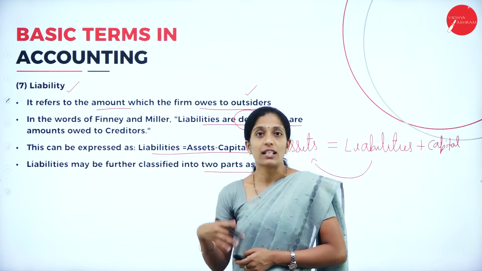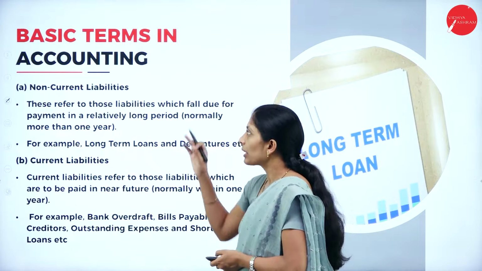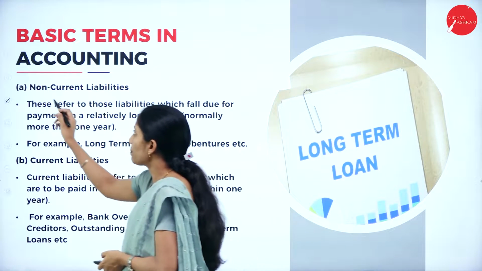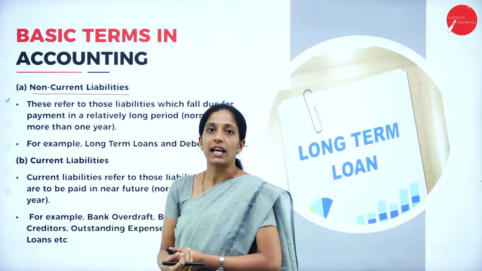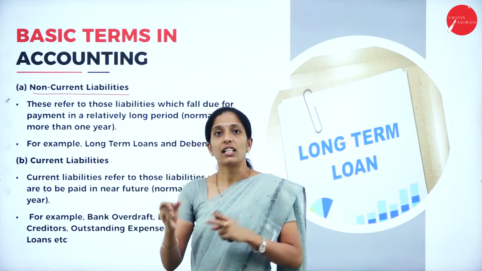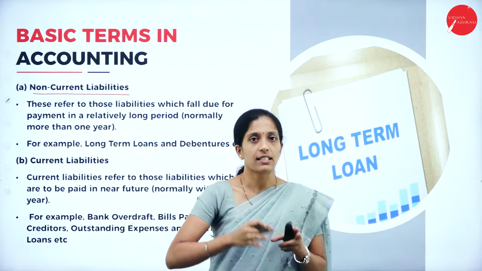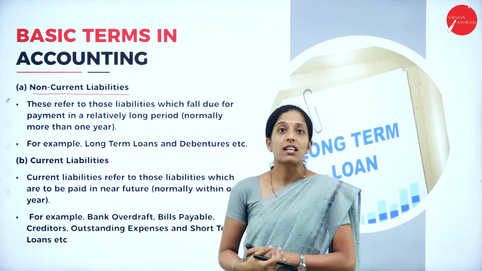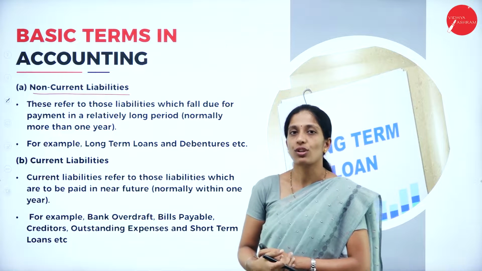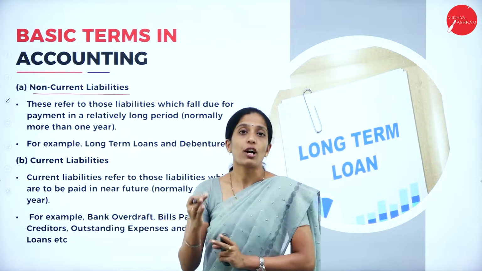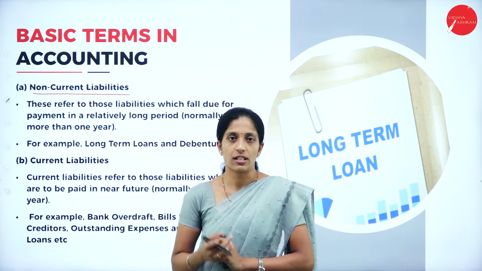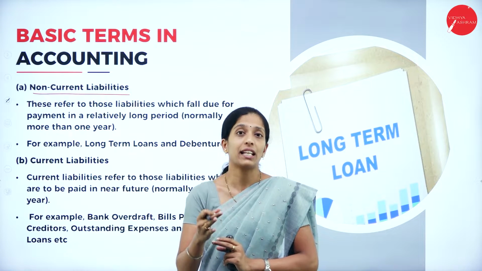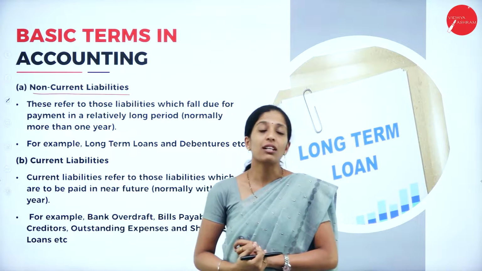So let us see what are the types of liabilities here. So here we have two main types. The first one is non-current liabilities. We have learnt about non-current assets. In the same way, there are non-current liabilities also. Now let us see what is this non-current liability. Non-current in the sense, it will not be in a regular nature. It will not be recurring in nature. So they are known as what?